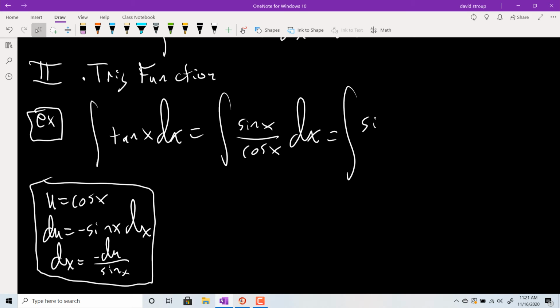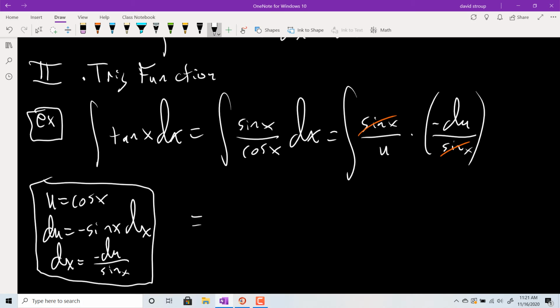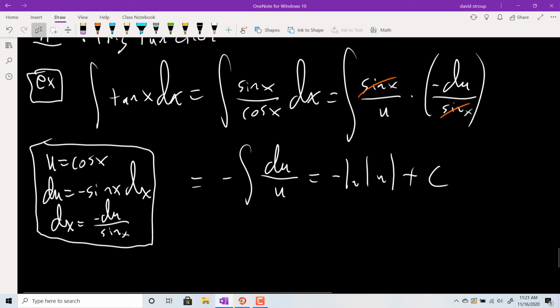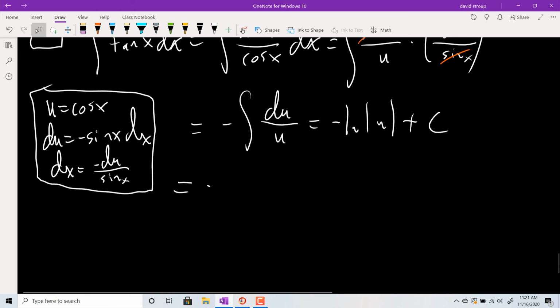So the integral of sine x all over u times dx, which is now negative du over sine x. Okay. The sine x's will cancel. Goodbye. And then you end up with the negative integral of du over u, which will just be negative ln absolute value of u plus c. And then you could back sub. Okay, so you'll have negative ln of the absolute value of cosine x plus c.